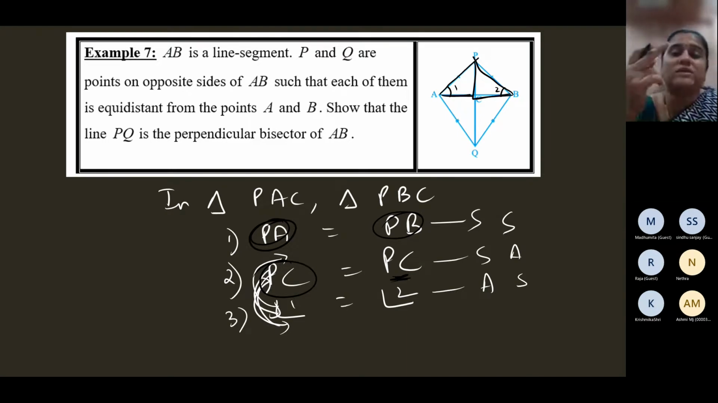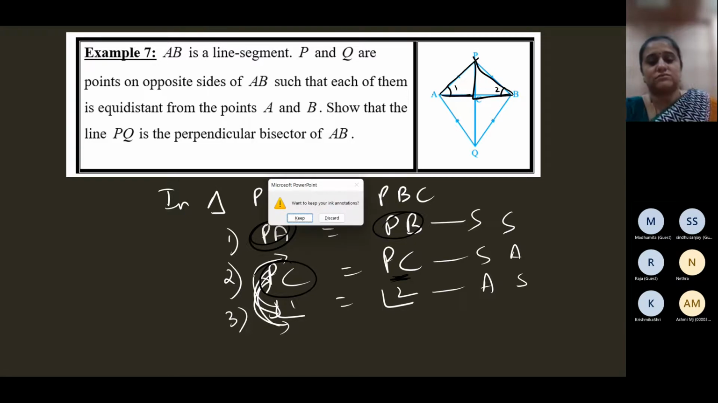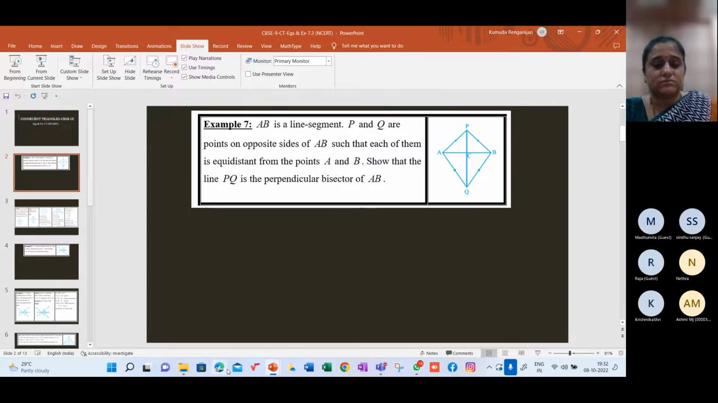So we need to get one information that will help us to use a congruence rule and show that they are congruent. For that sake, we have to take up some other two triangles and get a new information. So see here. One minute, children.